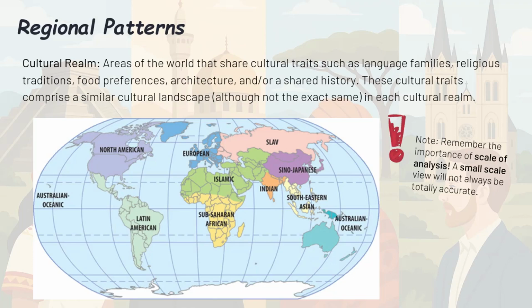But hold up. Don't assume everyone in a realm is a cultural clone. There's still variation within. That's why scale of analysis matters. Zoom in too close, and the big picture disappears. Zoom out too far, and the details get blurry. Kinda like your group project when no one checks the slides before presenting. Let's get more specific by comparing a couple of cultural realms you probably already know.